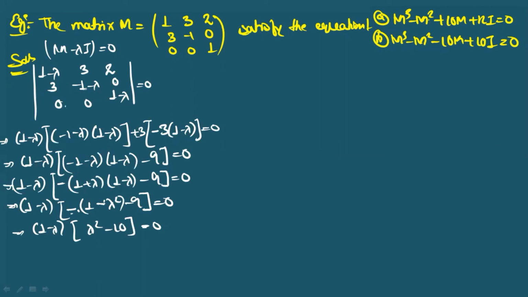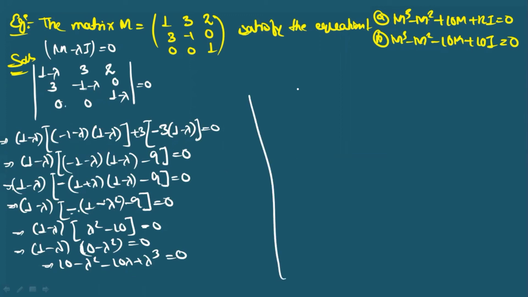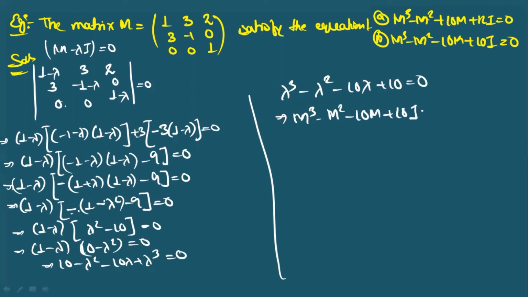When you do so, this is minus. So finally, if I take minus common, you can write (1 minus lambda) times (10 minus lambda squared) equal to 0. Clear? So this will give you 10 minus lambda squared, minus 10 lambda plus lambda cube equals 0. On rearranging, you can write lambda cube minus lambda square minus 10 lambda plus 10 equals 0, which can be written as M cube minus M square minus 10M plus 10I equal to 0.